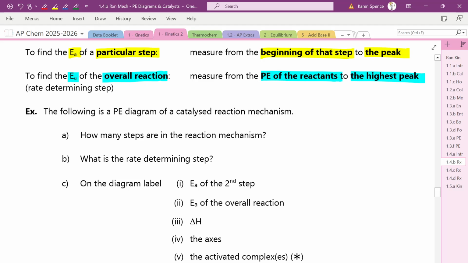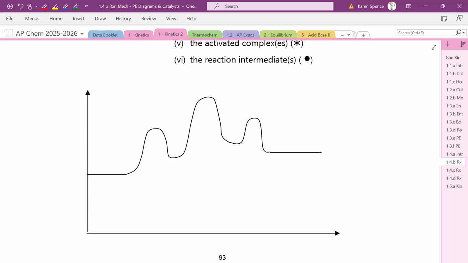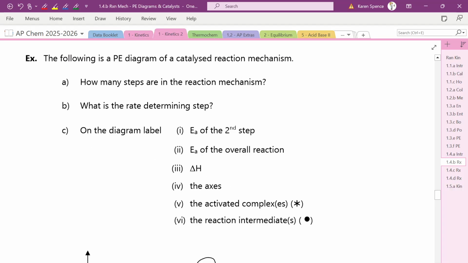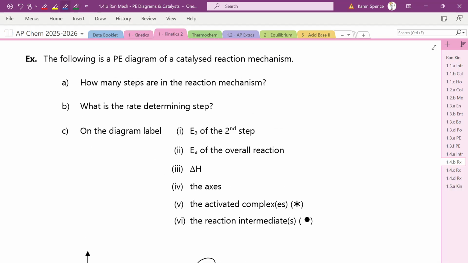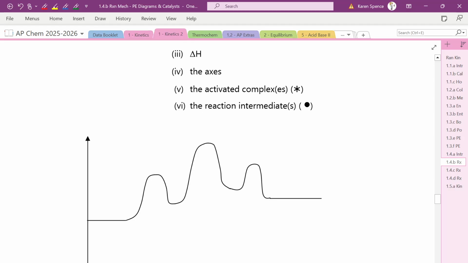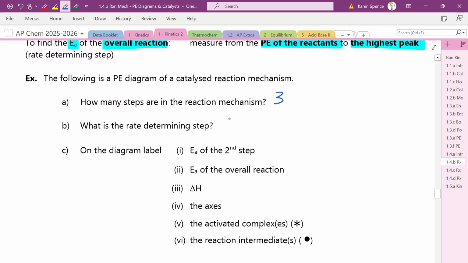Or actually, maybe we'll show it here. The following, yeah, we're going to show it down at the bottom of the page. The following is a potential energy diagram of a catalyzed reaction mechanism. How many steps are in this reaction? 3. Which one is the rate determining step? The highest peak. So that would be the second one.